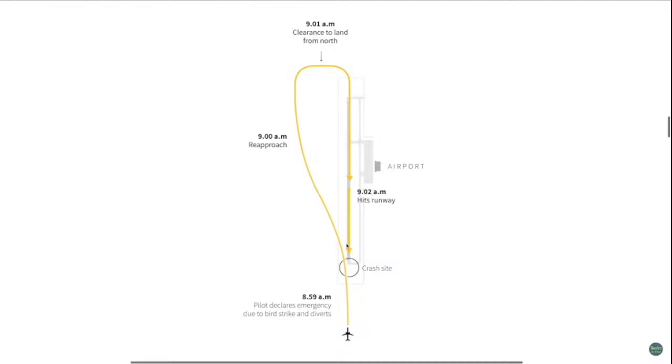You can see here they were supposed to come and land on runway 01, but they aborted that to come around. And on this reapproach, they got clearance to land on runway 19. It's the same runway, 2 different orientations. All runways have basically 2 orientations you can land in, and they landed on runway 19 in the other direction.